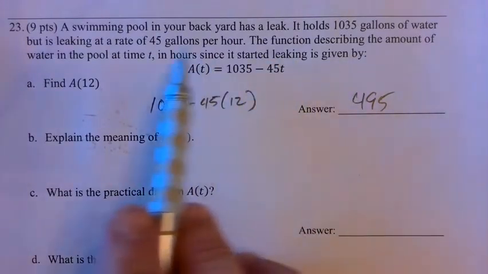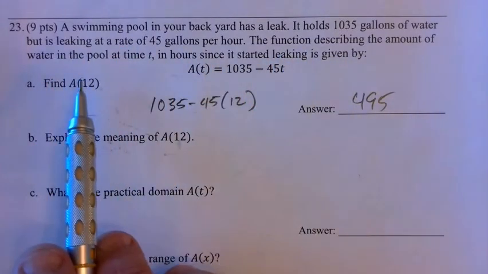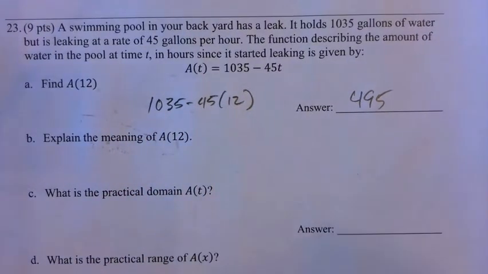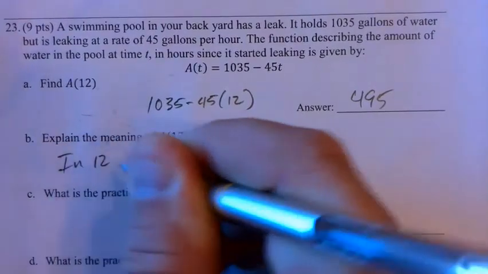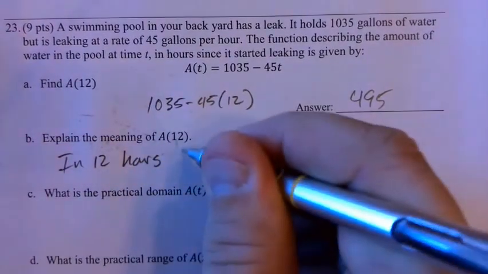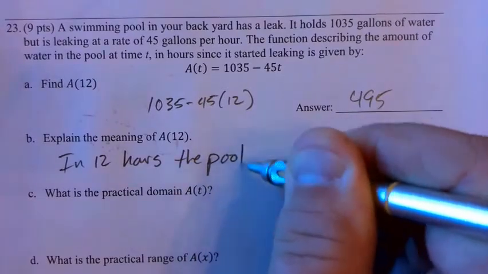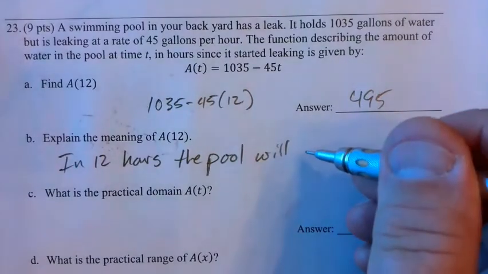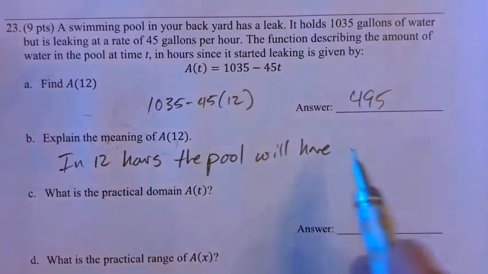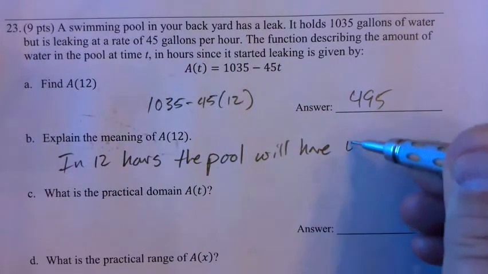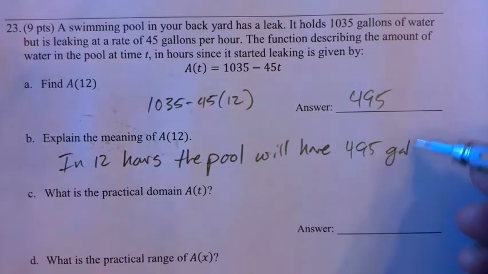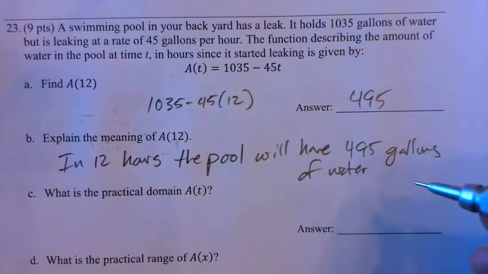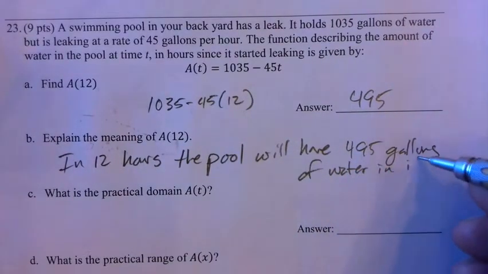The function describing the amount of water in the pool at time t. So my t was 12. So in 12 hours, the pool will have the amount of water remaining. Gallons, right? 495 gallons in it. Of water. Well, what else would it be? A pool? Jello? That would be messy.